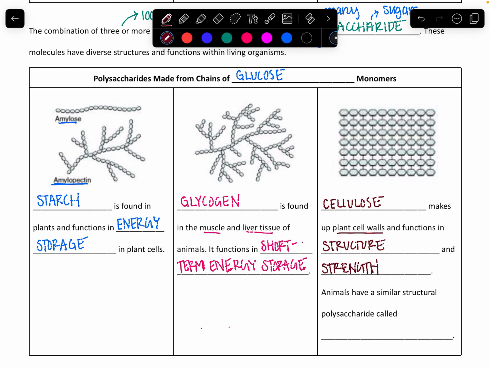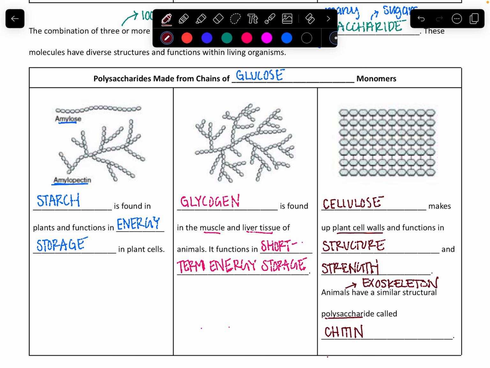Okay. Animals do have a similar kind of structural carbohydrate. We don't find it in all animals, but we do find it in animals that have exoskeletons. So if you think about a crab, right, or a lot of insects, they've got that really crunchy kind of exoskeleton. Like if you were to step on them, you would hear a crunch. And that's because their exoskeletons are made of a polysaccharide that is called chitin.